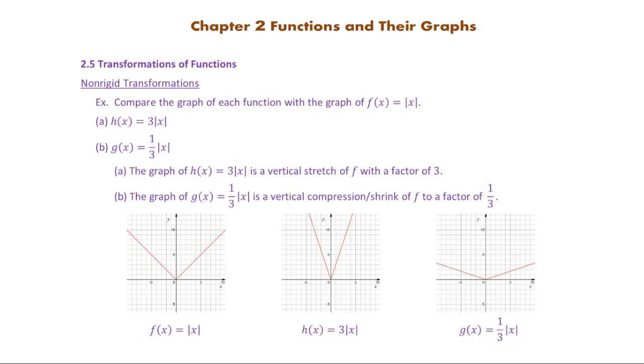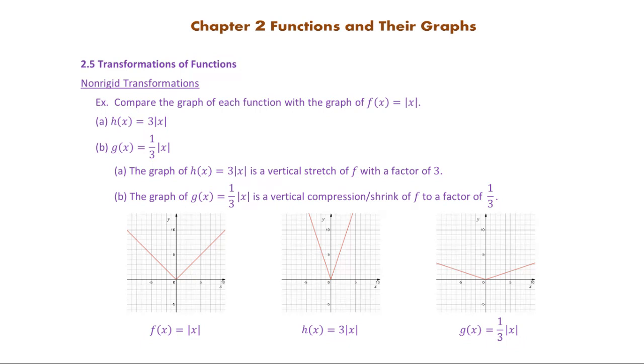Okay, so that means you're going to stretch the curve vertically up. That's shown in the graph in the middle. When you stretch the curve upward, obviously you are raising the value of y by a factor of 3. So the graph of h equals 3 times absolute x is a vertical stretch of f with a factor of 3. Okay, makes sense?